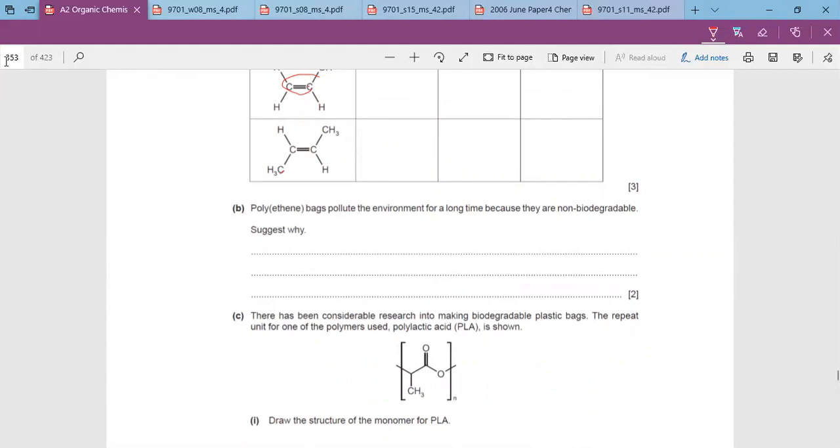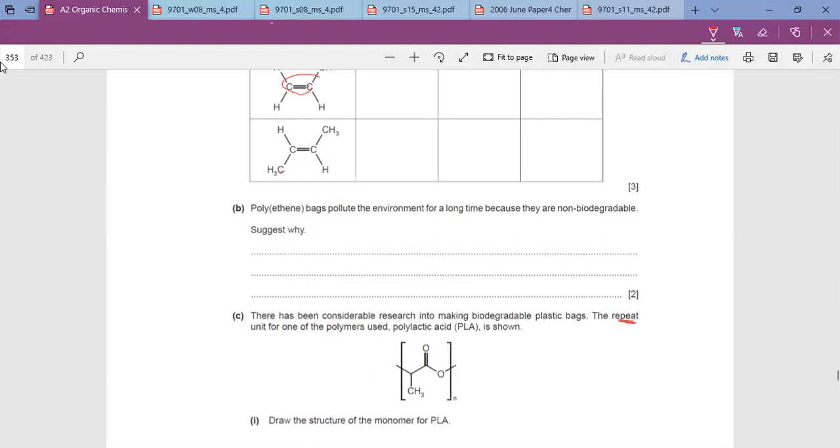Okay. Now look at this fella. Now this is very important. This is the new type. This is polylactic acid. Lactic acid is formed in your body when you exercise and there is not enough oxygen. Now this is the repeat unit. This is a repeat. That means it can repeat itself.